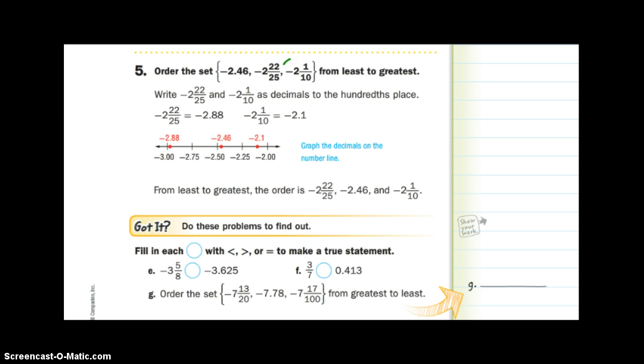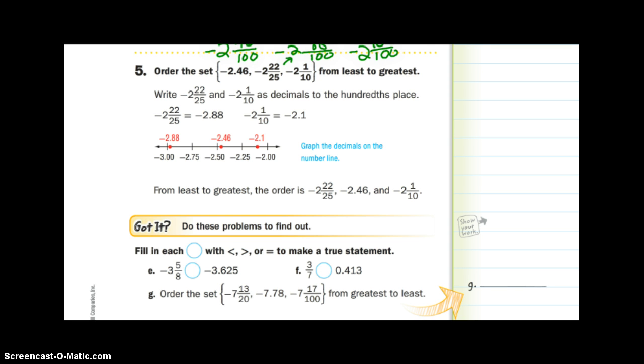So if I multiply 22 times 4, I get 88. So 88 over 100, negative 2. The negative 2's are the same, so that's not going to affect my answer. I'm going to write my decimal as a fraction, negative 2 and 46 hundredths, so I'm putting it over 100. And then my 1/10, easy, just add a 0. Yay! That's negative 2 and 10 100ths.